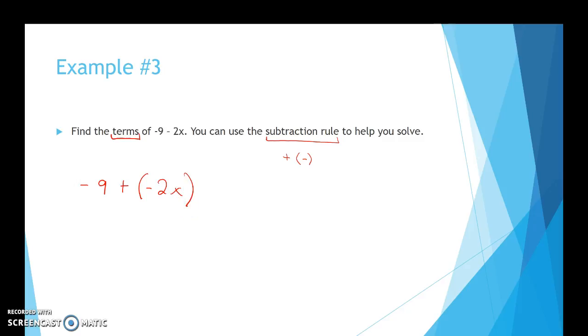The terms are, like I said, the number or number and a variable. So my number or number and variable here are negative 9 and negative 2x. So we just look at the situation, and my terms here are going to be negative 9 and negative 2x, and those are my answers. That would be my terms. That is it for this section.